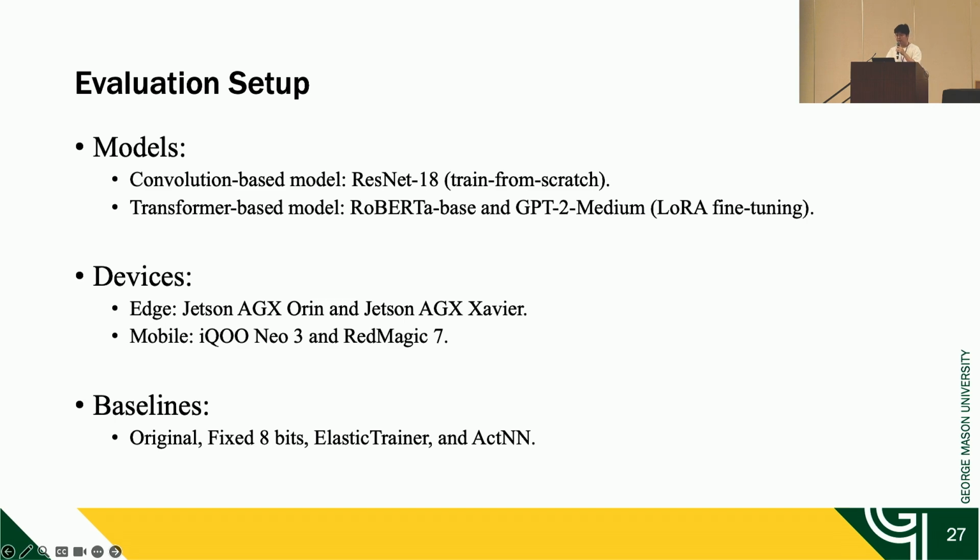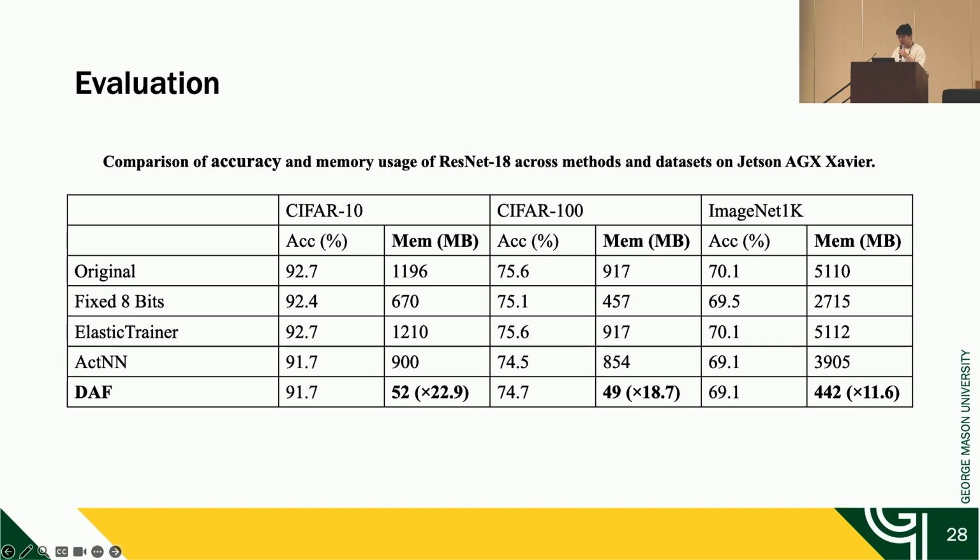And to evaluate the performance, we used 2 different model types. ResNet as the convolutional-based model, BERT and GPT-2 as the transformer-based models. We tested DAF on edge and mobile devices. We compared DAF against 4 baselines: the original, fixed 8 bits, elastic trainer, and ACTNN. The original baseline corresponds to the standard training. Fixed 8 bits stores both the weights and activations as 8-bit. And the elastic trainer and ACTNN are 2 dynamic activation frameworks.